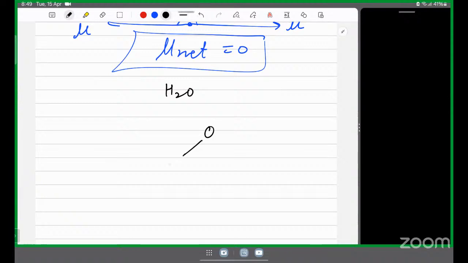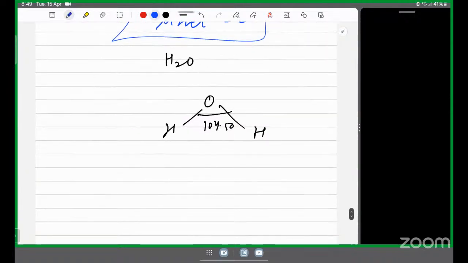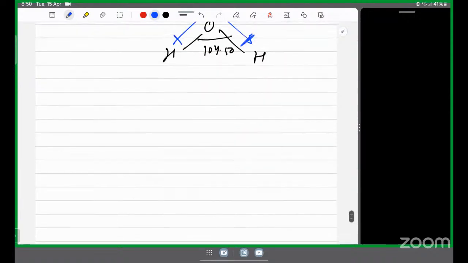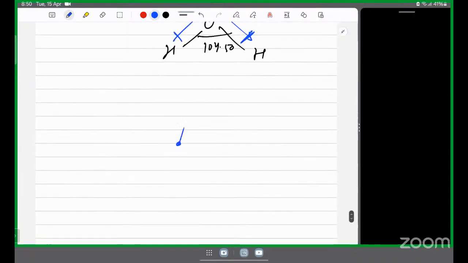H2O is bent in geometry with an angle of 104.5 degrees. If you look here, electronegativity of oxygen is greater than hydrogen, and electrons will be shifted towards oxygen. So there will be a dipole in this direction, positive to negative. Another dipole will be in this direction, positive to negative, and there will be a certain angle theta.